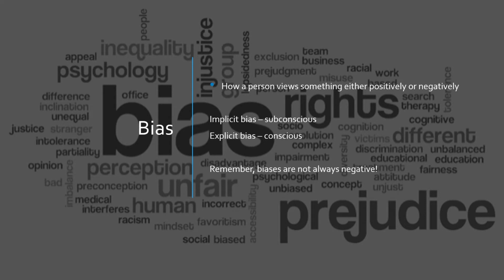These can also cause us to create biases. A bias is how a person views something, either positively or negatively, that influences how that person perceives the world. Our biases, just like our values, assumptions, and beliefs, are shaped by our families, our religions, and by those around us. When we are aware of our biases, we call those explicit biases. Conversely, implicit biases are biases that we hold at a subconscious level. We may be completely unaware of our implicit biases.